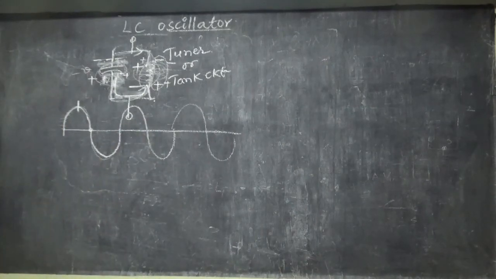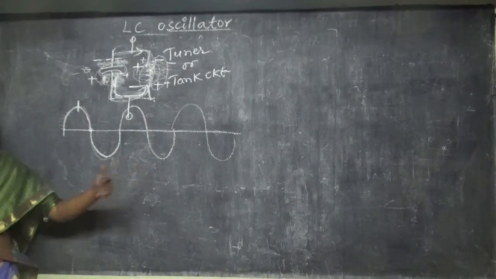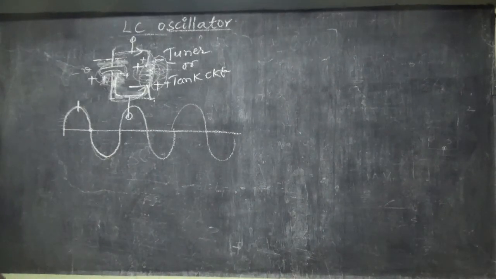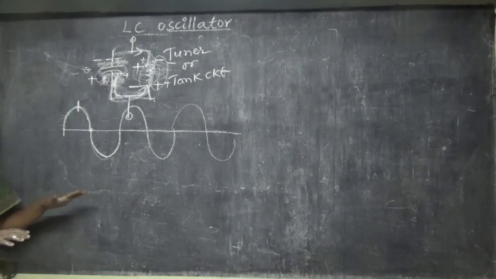So your cycle will be repeated. In this way we will get the oscillations. So this is about the LC oscillator circuits.